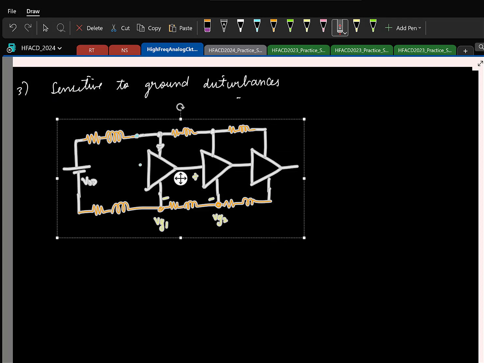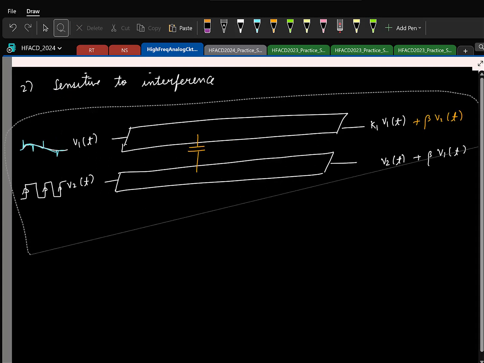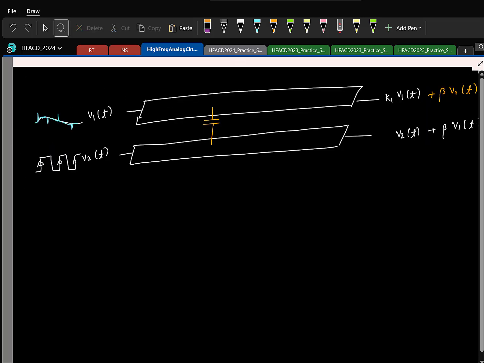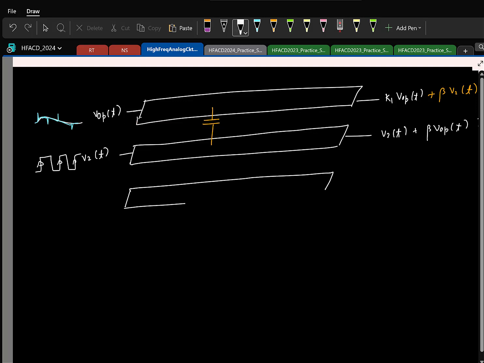So let's see if it is helping with the other two problems. Let's look at the interference issue. Let me just copy this. So now the output is not a single-ended output. I have VO plus of t. Here I'll just change the notations. So now I no longer have one line, I have two outputs. Okay, so let us say I route the minus line also like this.